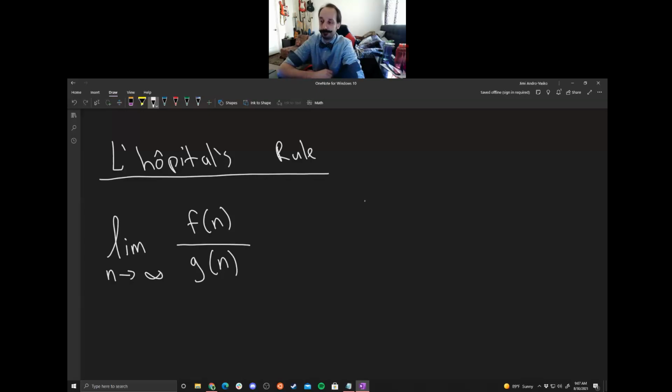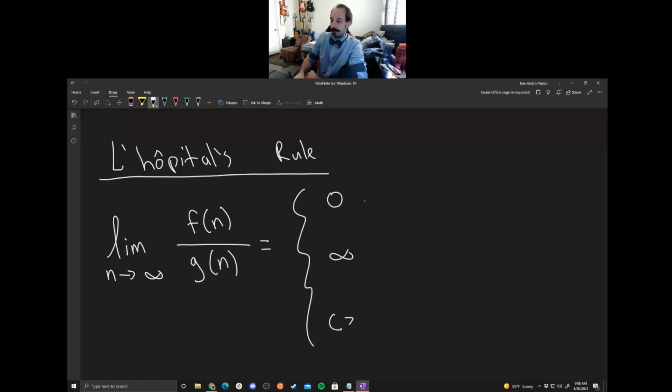But anyway, we have two functions, f of n and g of n. I want to see which one has the bigger growth rate or if they're equal to each other. So L'Hopital's rule will give us a ratio. We're going to get three possible results: either 0, or infinity, or some constant that's larger than 0. We have three scenarios.